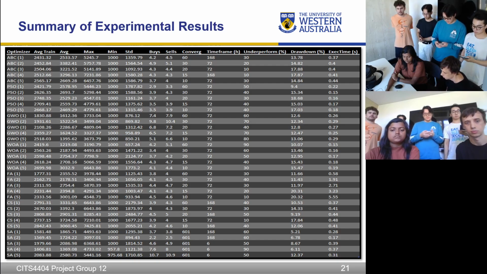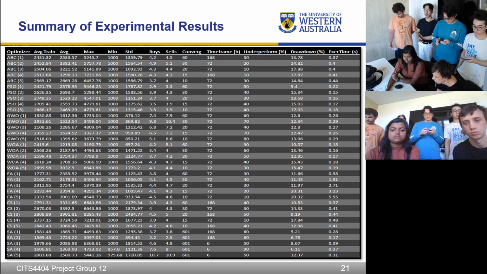And this table summarizes the outcomes of our experiment across all our optimizer settings. For each run, we calculate key metrics like the average training and test profit, the maximum and minimum test profit, the standard deviation, number of trades, average convergence steps, the underperformance rate, drawdown, and the execution time. To better understand these patterns and explore optimizers' behaviors in more depth, we now turn to visual representation in the next slide.